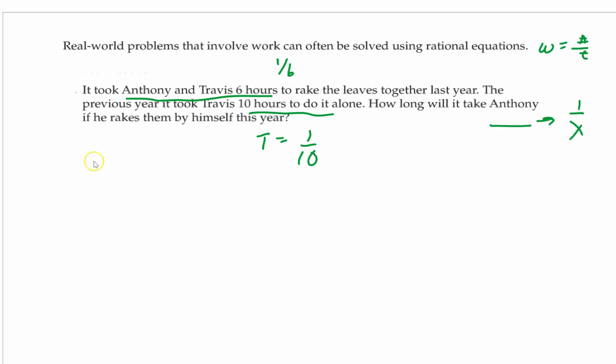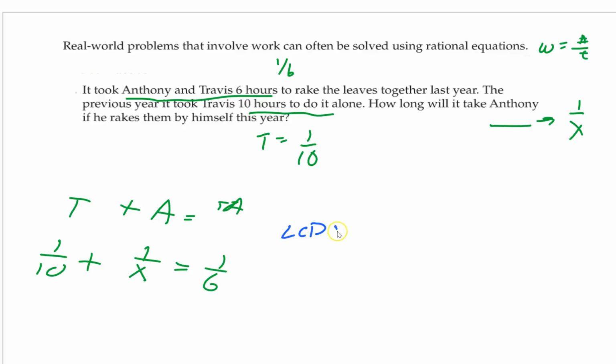We don't know. So the way we're going to solve this is, well, if I take Travis's time plus I add Anthony's time, I get their time together. So if I take Travis's 1 over 10 plus Anthony's 1 over x, which I don't know because I'm trying to find it, it equals 1 over 6. And that's our problem. We're just going to solve that. Now the way we solve this, like we talked about before, you've got to find the LCD.